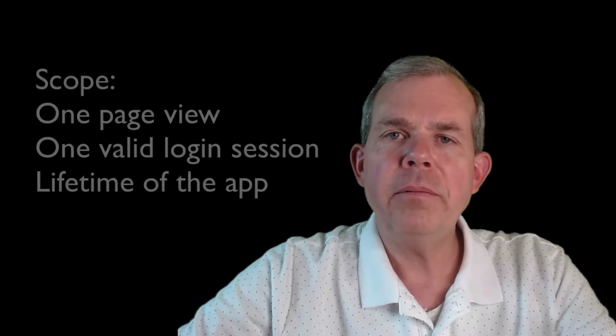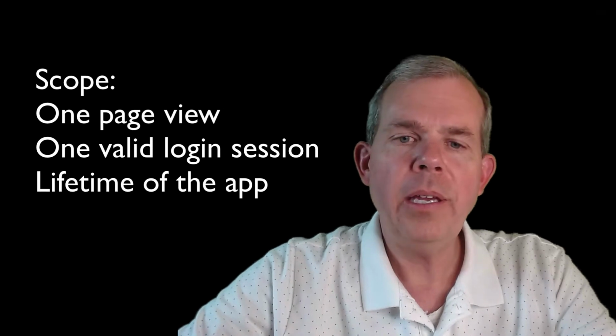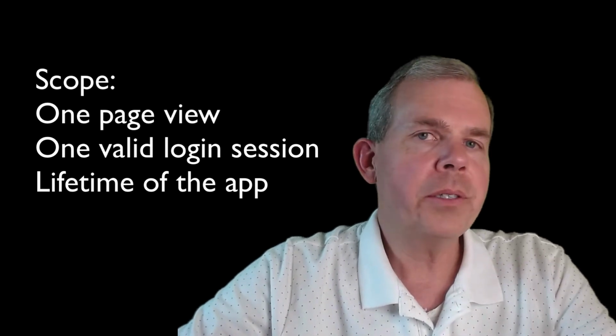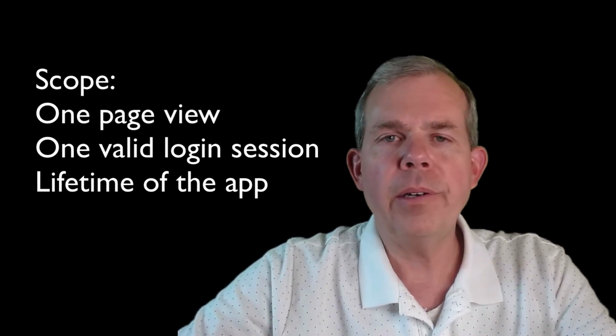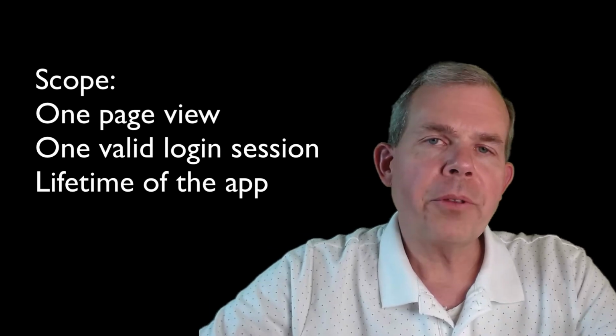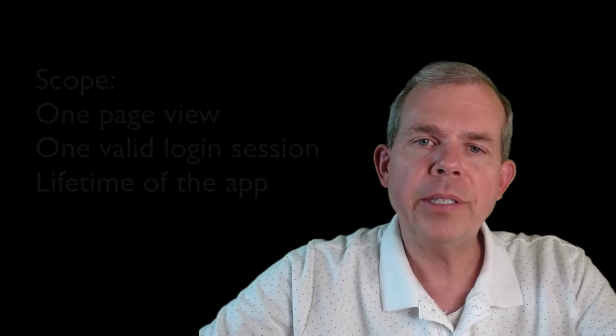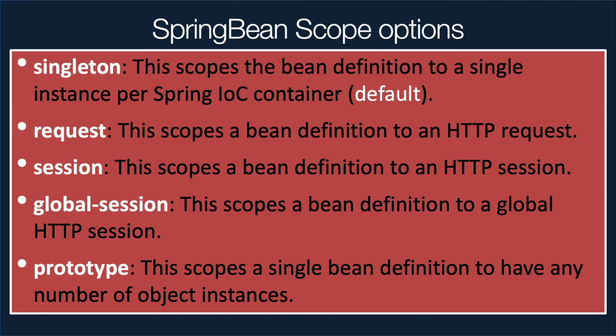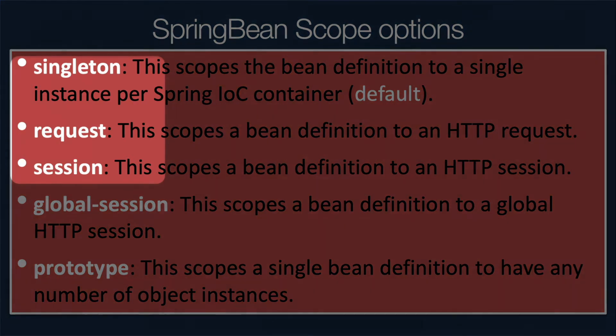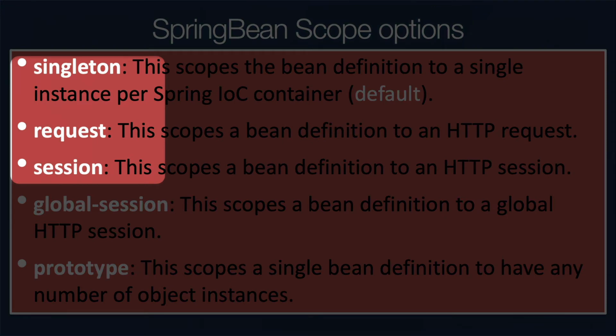So is the bean good for one page view only? Is it good for as long as the server is up, or as long as a user is logged in? And so there are different lengths of scope that a bean can have depending on what we want to do with it. Here's a list of them. So there's a list of singleton, a scope called request, one called session, global session, and prototype. Now, we're only interested in really these first three up here, the singleton, request, and session.